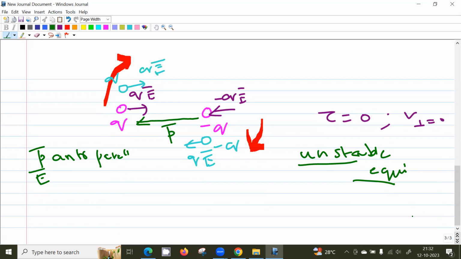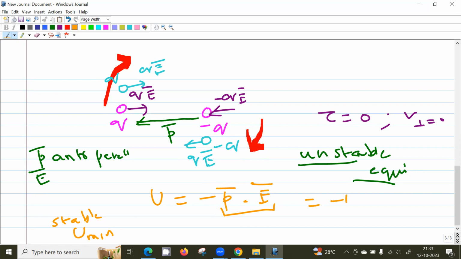This is also consistent with the formula for the potential of the dipole in an external electric field. Potential of the dipole U is minus P dot E. A stable equilibrium position will correspond to U being minimum, and unstable will have U as maximum.